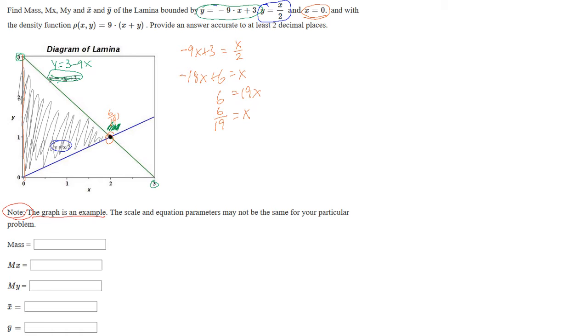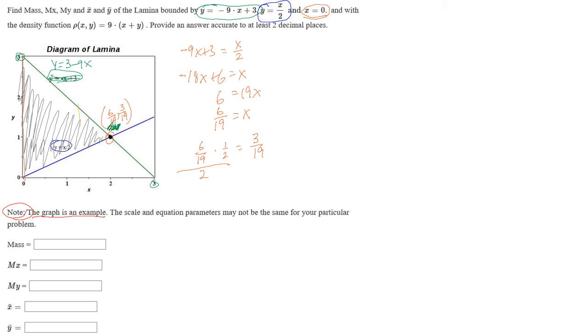And then, of course, we can find the y value by plugging that into either one of these equations. For example, the x over 2 would get 6/19 over 2, which is 6/19 times 1/2, which comes out to be 3/19. So our point is not quite as cute as theirs. And so now what we need to do is to set up the proper double integral to find that mass.